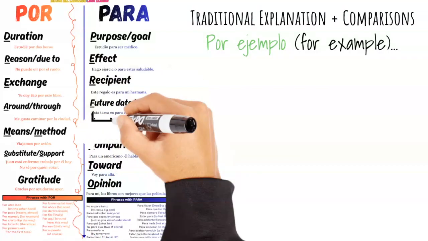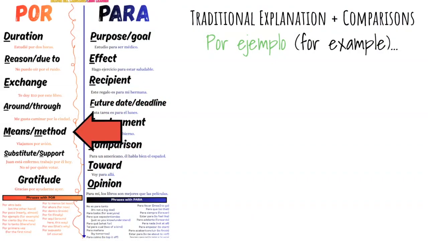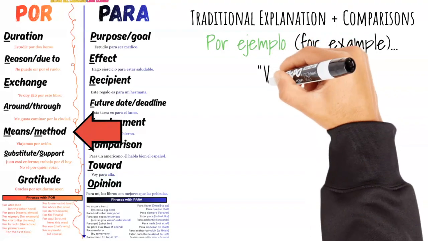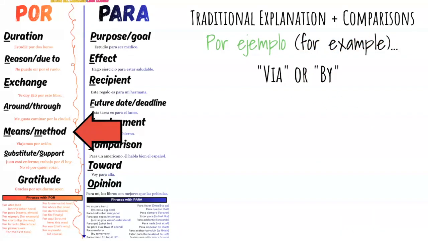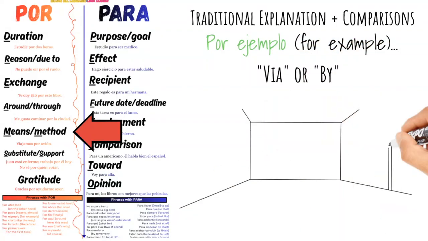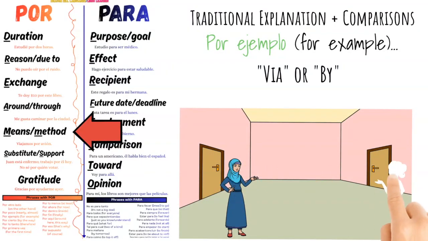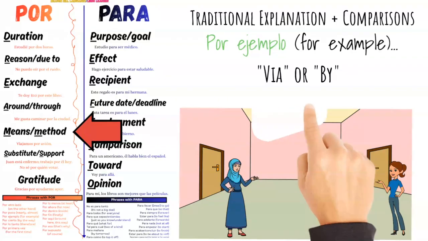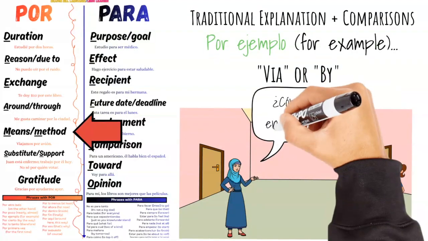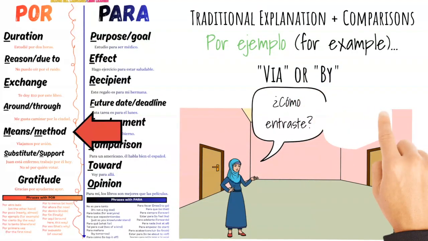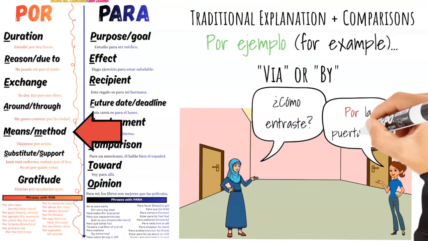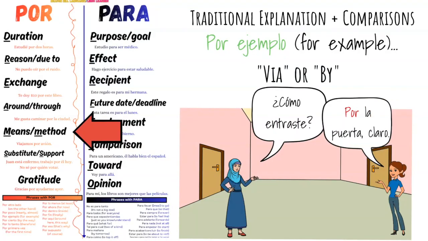We use por for how, via, through what means. I like translating this type of por with the words via or by. Viajamos por avión. We travel by plane. Por ejemplo, ¿cómo entraste? How did you come in? Por la puerta, claro. By the door, of course.